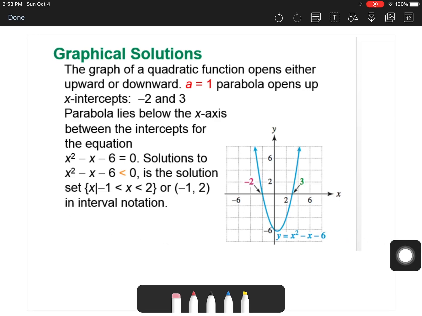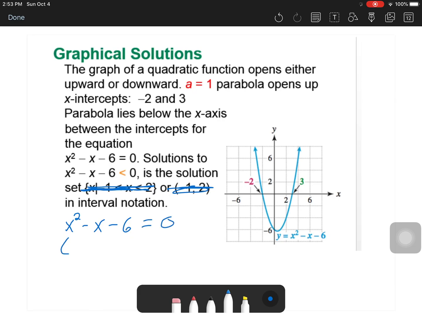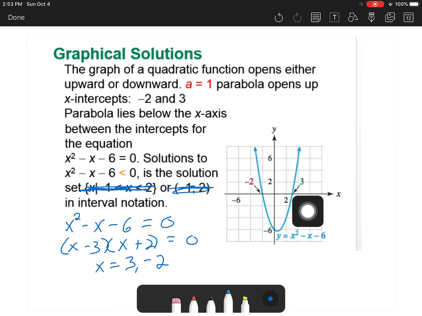Although they made a mistake. Let's get rid of this. They screwed this up. That wasn't right. We can see from our solutions are -2 and +3 here, and if we factor this out, x squared minus x minus 6 equals 0. If we factor that out, we would have x minus 3 and x plus 2. So our boundary numbers, and we're going to talk a little more about this, would be 3 and -2, and that's what they have here, right?